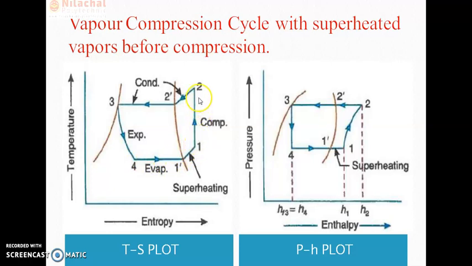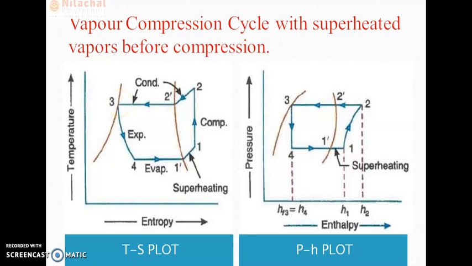Then in the compressor, the isentropic compression process, like previously, S1 is equal to S2. Then the condenser also works in two stages. At constant pressure it will condense, that is 2 to 2 dash. After that, at constant temperature it will be condensed so that the vapor converts to liquid. So we observe at state point 3 this is the saturated liquid.